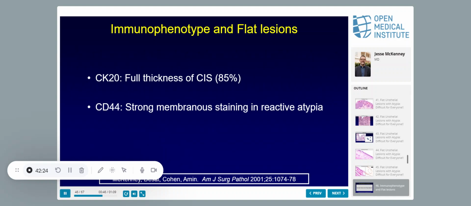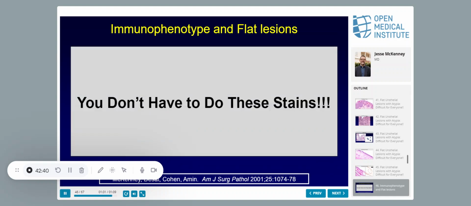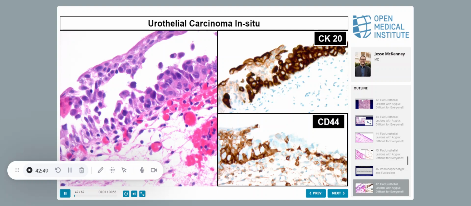Right? You can't just use this exclusively. And CD44 gives you the exact opposite. It's like a mirror image. So this will stain all the reactive cells. So let's take a look at this. Oh, you can diagnose CIS on H&E, okay? You don't have to do this. And we rarely do it. Okay, so this is a great case. So this is undermining CIS. Here's the surface that's being lifted off. It's even got an umbrella cell layer.